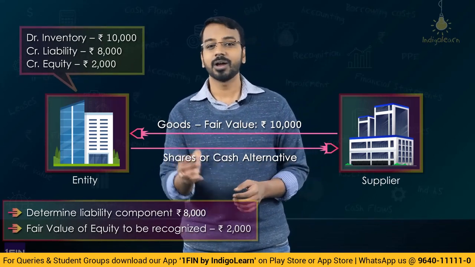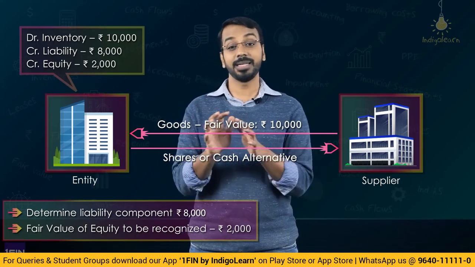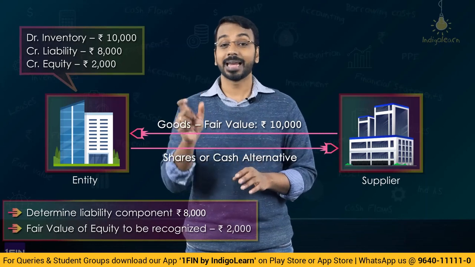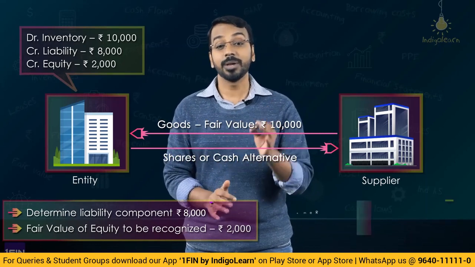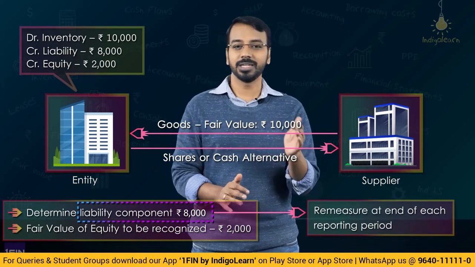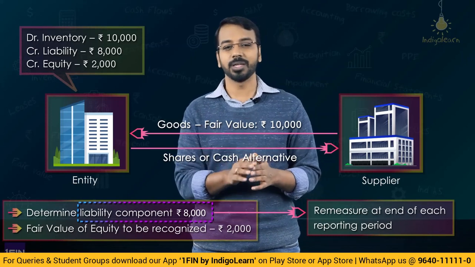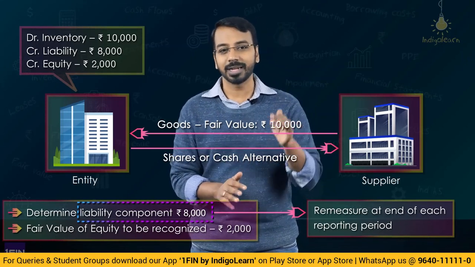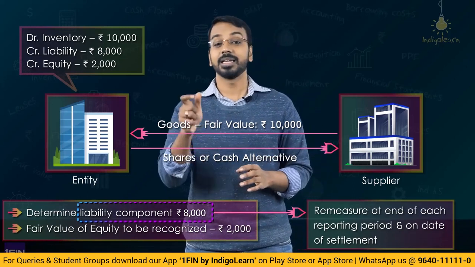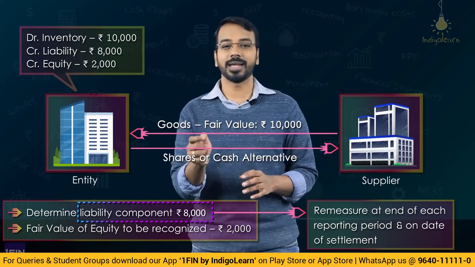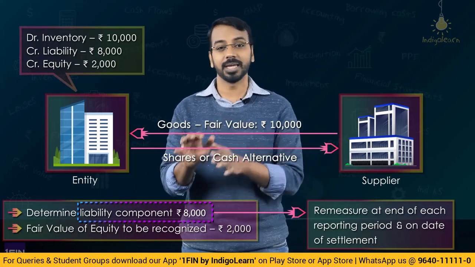Now friends, once you have recognized a liability component as well as an equity component, please keep one thing in mind: for the liability component, which is a cash settled transaction, you will have to remeasure the fair value at the end of each reporting period till the time of settlement. So at the end of each reporting period and on the date of settlement, you will have to remeasure the fair value, and any difference arising on account of changes in fair value will be recognized in the P&L, right?